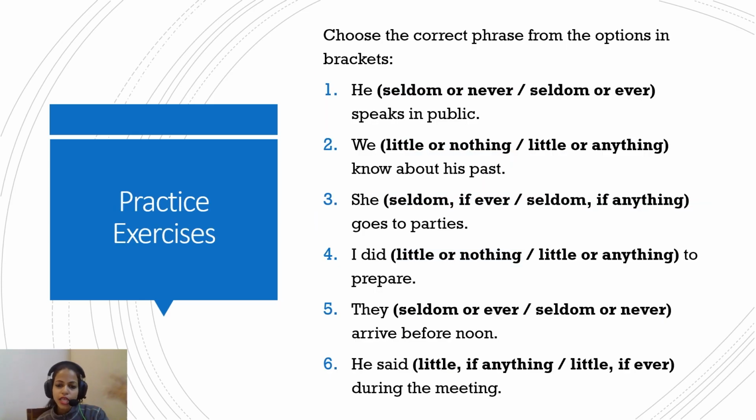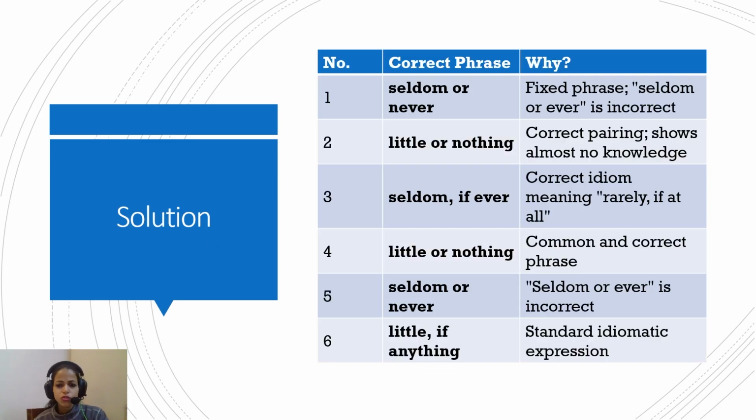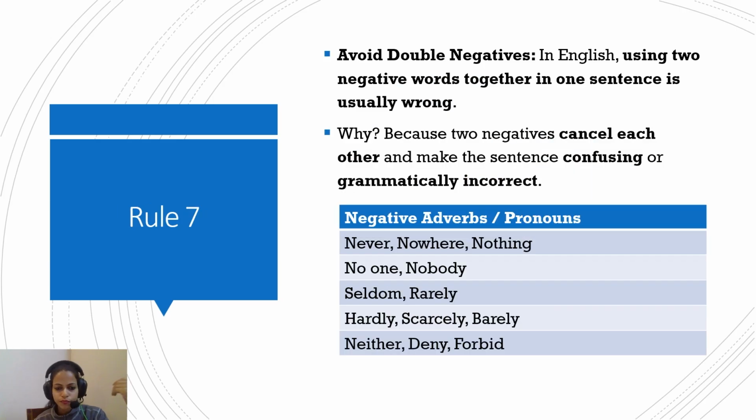Okay. She seldom, if ever, goes to parties. There is no such thing as seldom, if anything. Seldom, if ever, she goes to the party. That means she might have been to a party once or twice. It's not like she has never been to a party, but almost never. So correct is seldom, if ever.